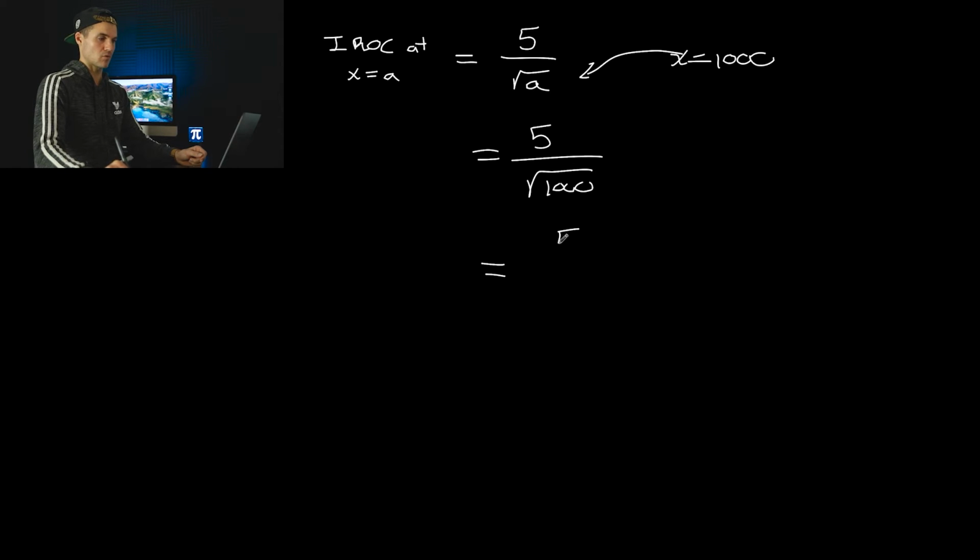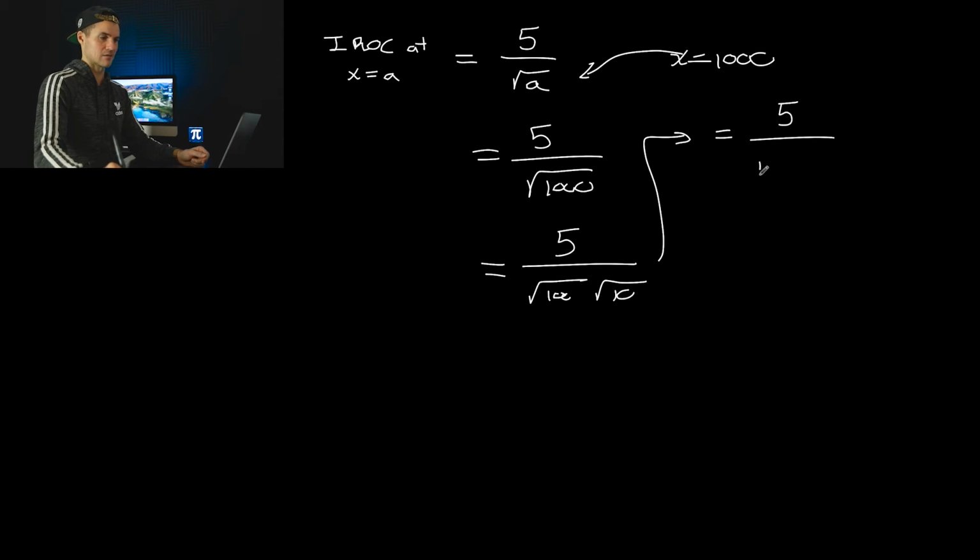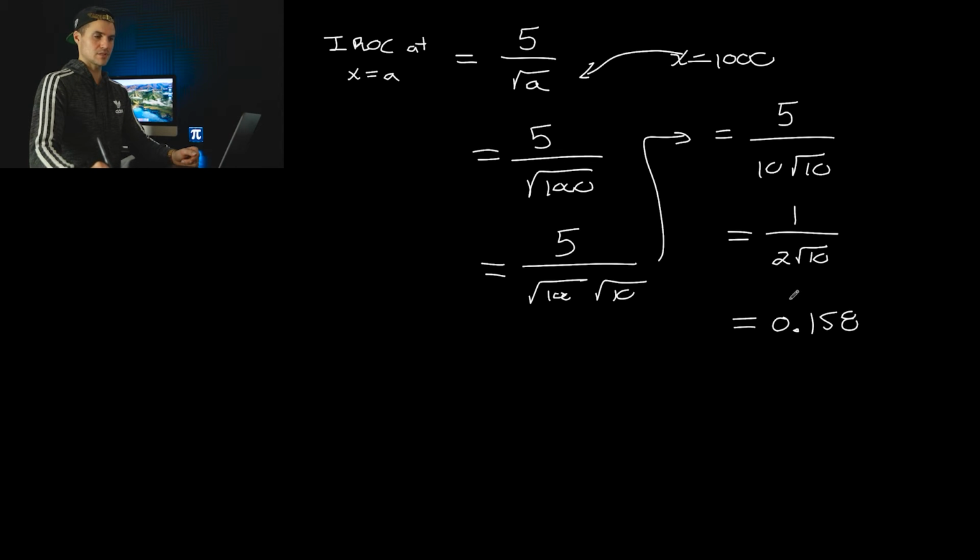Now if you wanted to get a more exact value, this simplifies to what? Root 100, not root 1000, and then root 10, like that. Root 100 is 10, so that would be 5 over 10 root 10, which would be 1 over 2 root 10. Like that. That's an exact value solution, or if you want to get the decimal, 0.158. And then if you wanted to get the units here, this would be what? This would be the change of the costs in dollars per calculator.